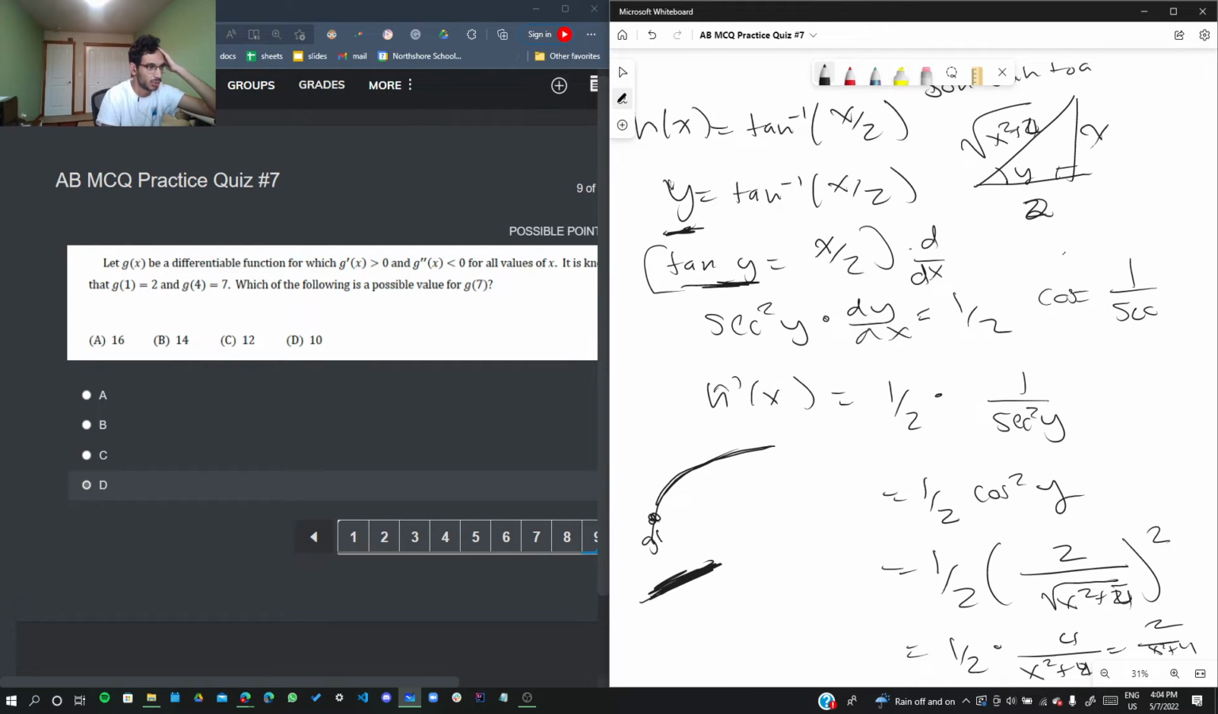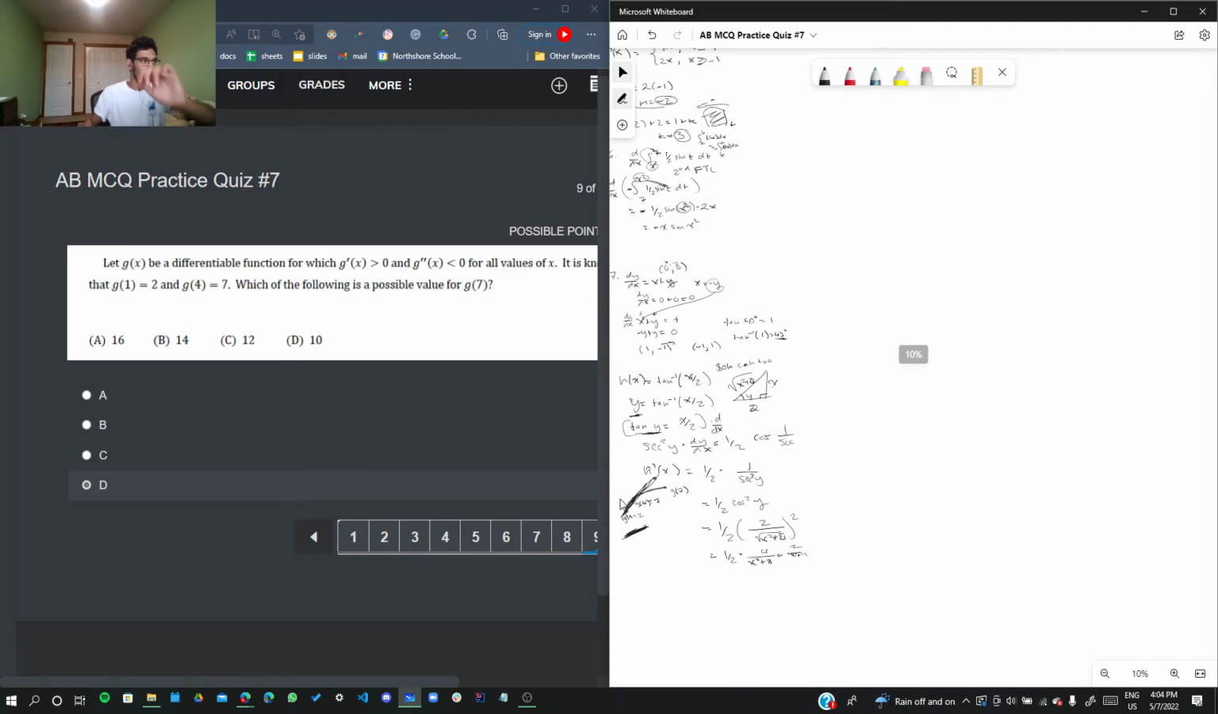Say G of 1 is 2, then G of 4 is 7. So if it was completely straight, then it would go to 12, but it's coming down, so it has to be less than 12, so it'll be 10. And then okay, let's go to the last question.